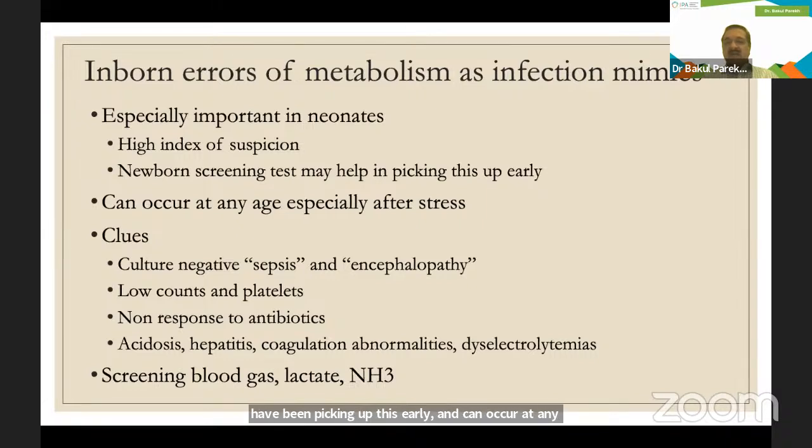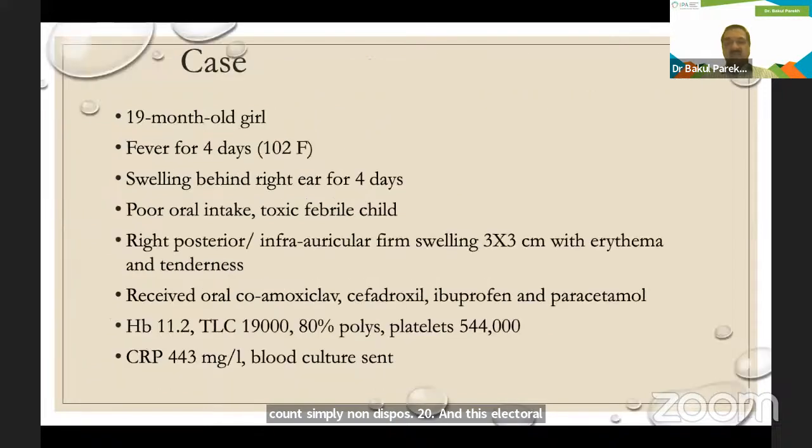And clues are culture-negative sepsis and encephalopathy, low counts and platelets, non-response to antibiotics, acidosis, hepatitis, coagulation abnormalities, and electrolyte abnormalities. Screening blood gas, lactate and ammonia can make your suspicion strong, and you can treat accordingly.